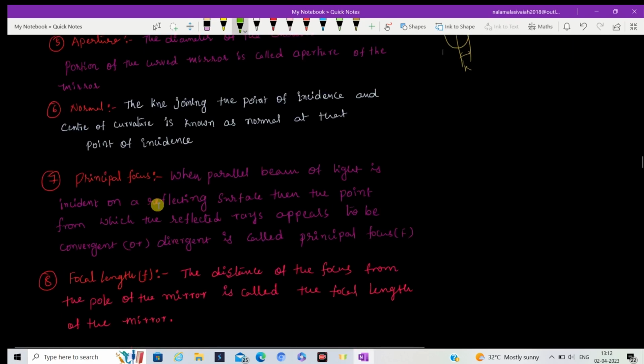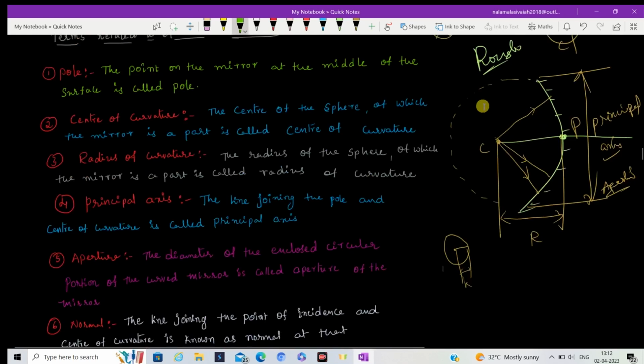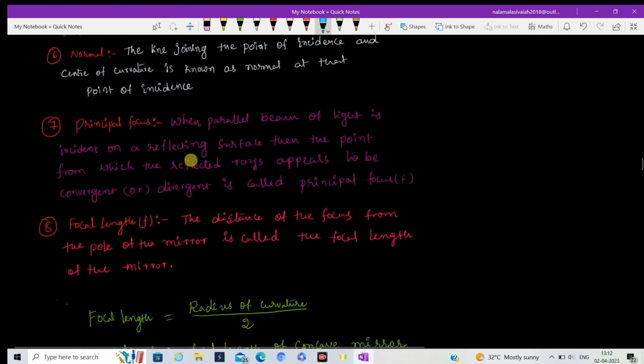Next one, principal focus. So what is the principal focus? You can see in this diagram that light rays are coming from infinity. After reflection, those light rays are meeting at one point. So that point is called the principal focus, denoted with the capital letter F. Now you can see focal length.